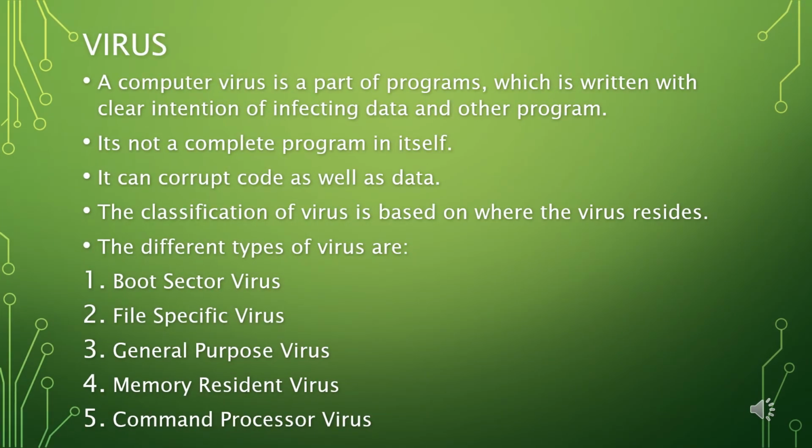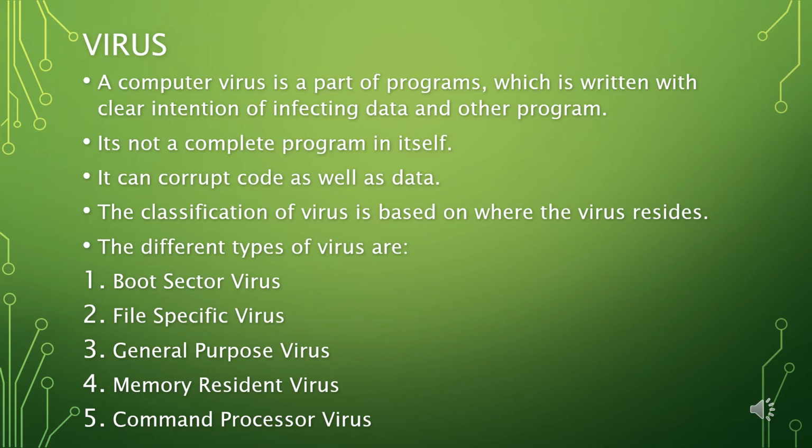The next rogue software is the computer virus. What is a computer virus? A computer virus is a part of a program which is written with the clear intention of infecting data or code. A computer virus is not a complete program by itself. It cannot act independently, it is like a parasite. A computer virus can cause different harm to the system. It can corrupt code as well as your data.